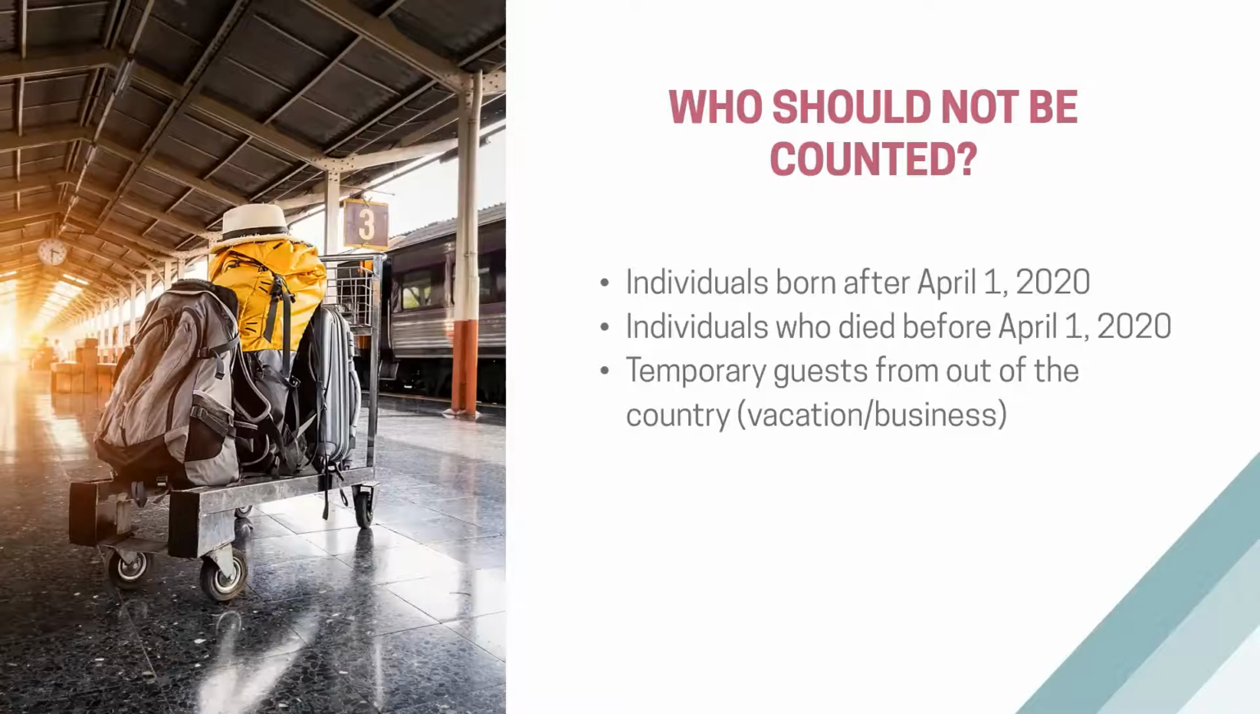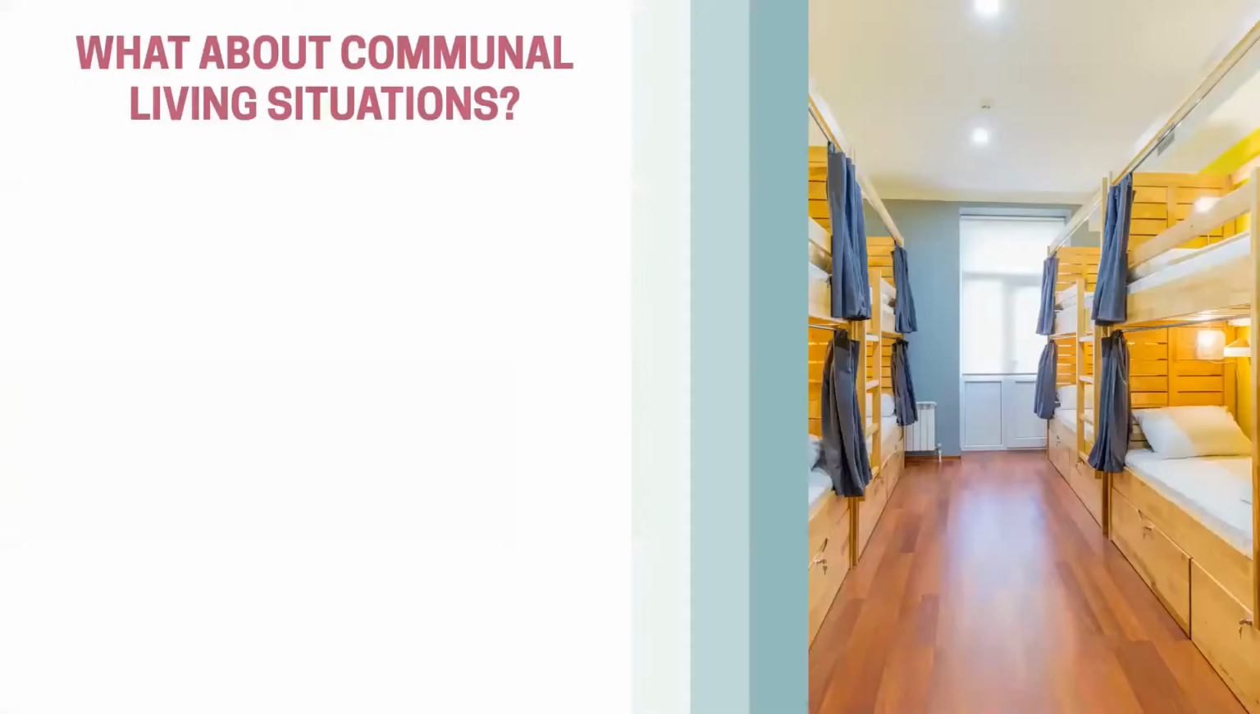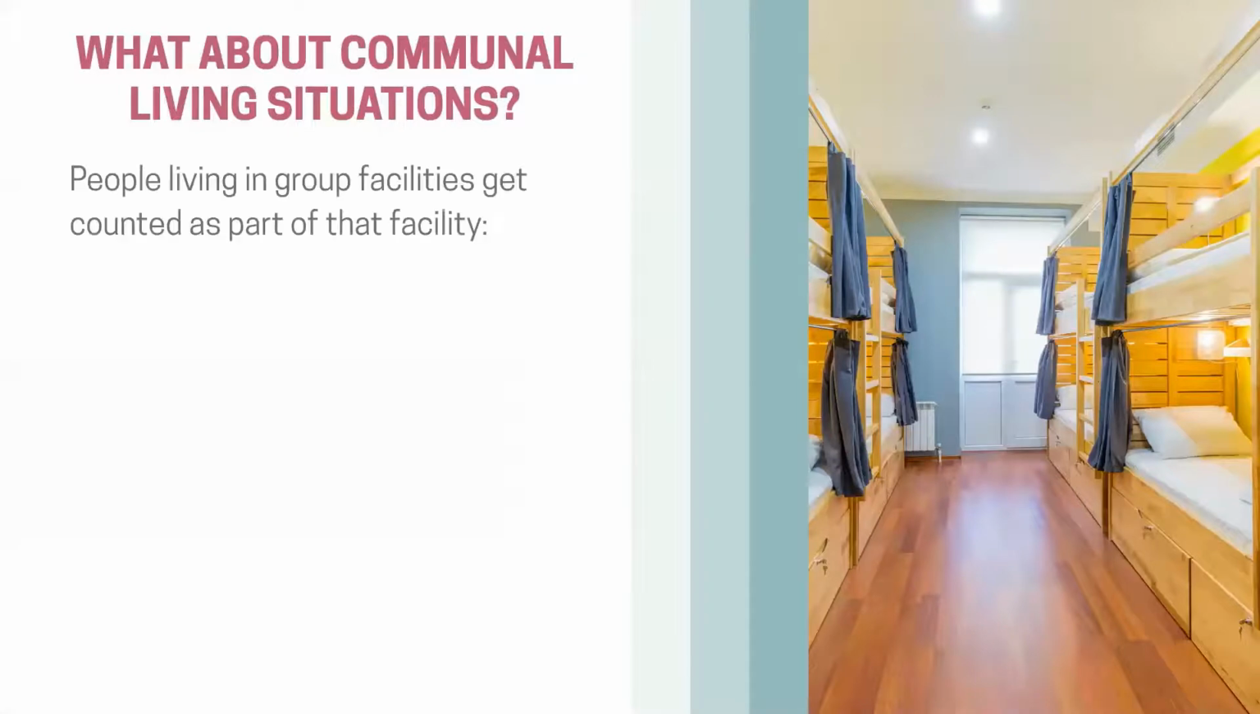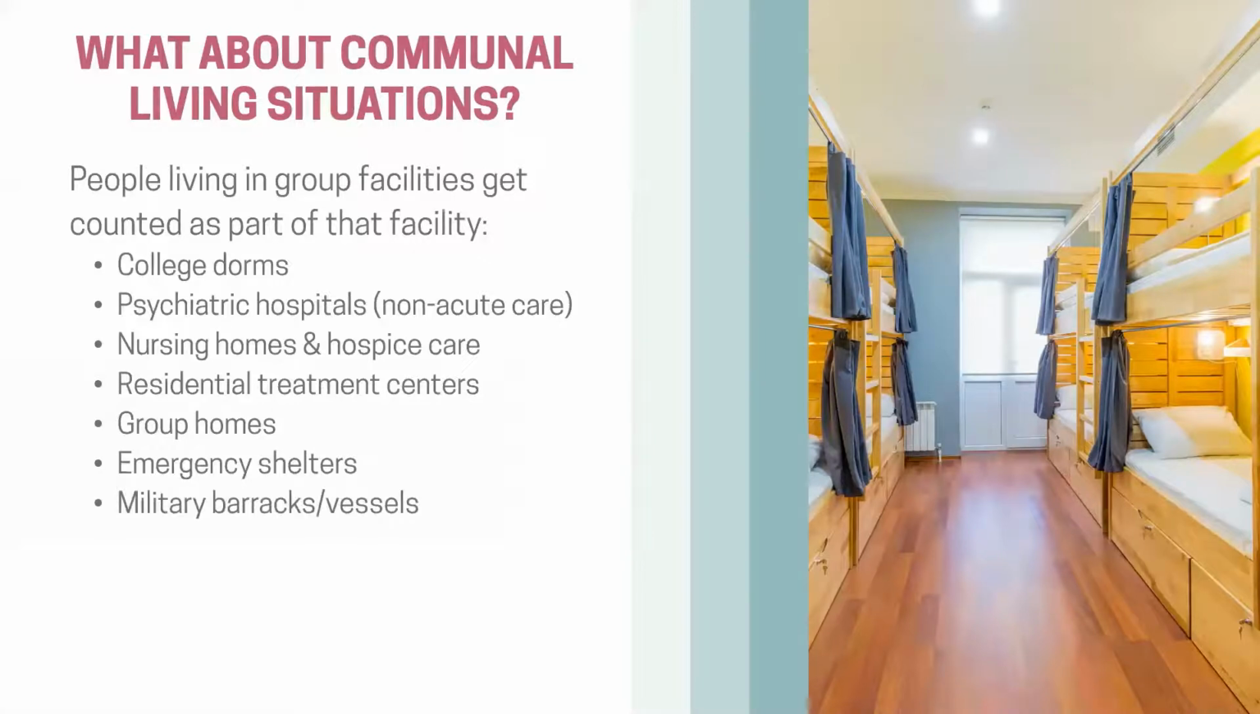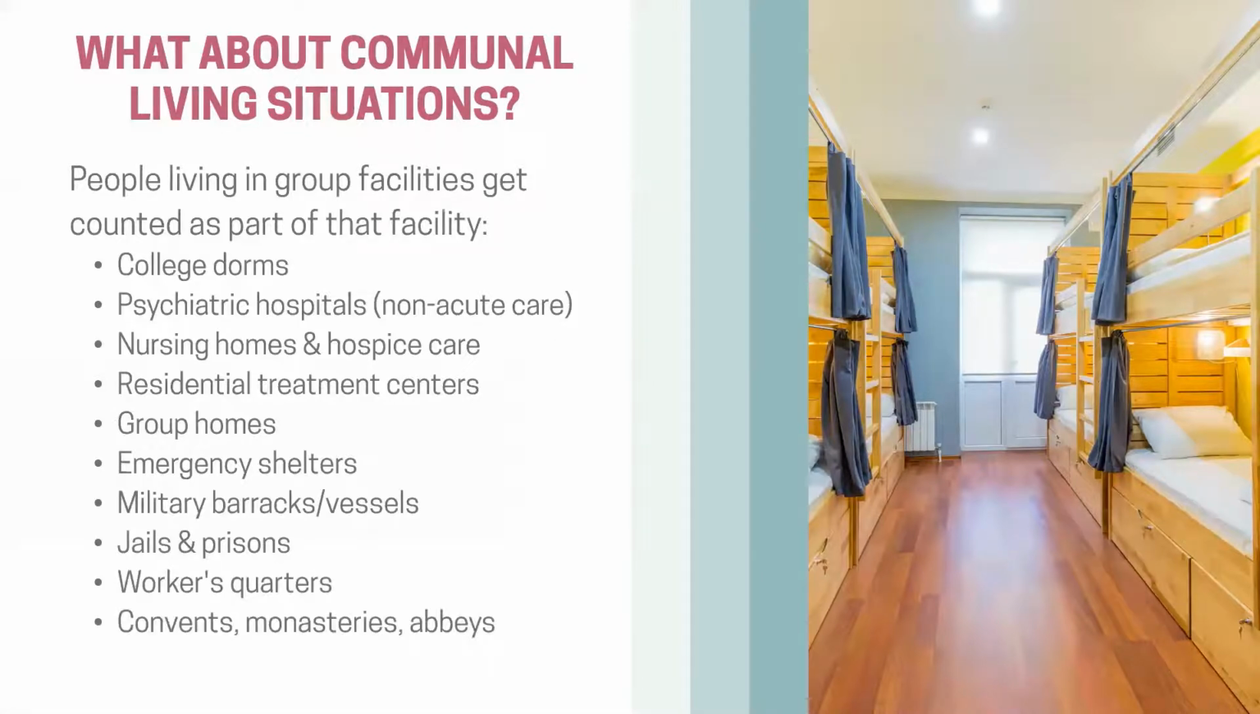And so what about those communal living situations that I mentioned before? People who live in group facilities get counted as part of that facility. So if you have a family member who lives in a college dorm or a psychiatric hospital for non-acute care, a nursing home, hospice care, residential treatment centers, group homes, emergency shelters, military barracks or military vessels, a jail or a prison, or workers' quarters, or a convent, monastery, or an abbey, that person will be counted as part of that facility by the administration for the facility. So do not count them on the census for your household.